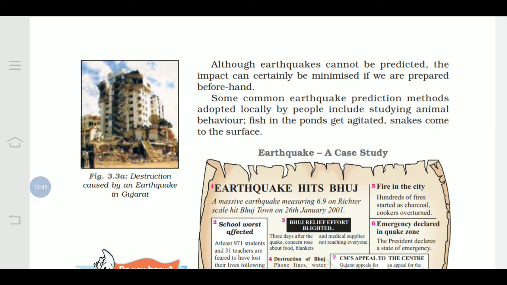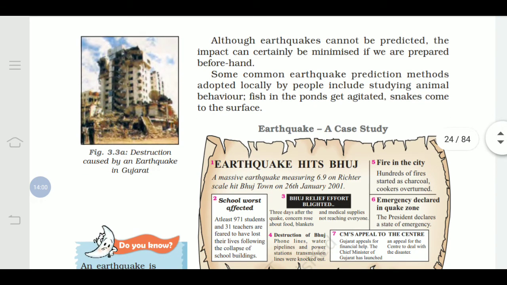Although earthquakes cannot be predicted, the impact can certainly be minimized if we are prepared beforehand. Because an earthquake is a sudden movement, as we have read already, it cannot be predicted. So we can minimize its impact by preparing ourselves beforehand, as is being done by you people.